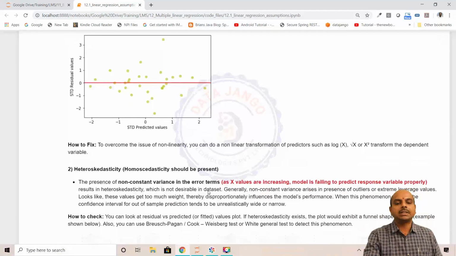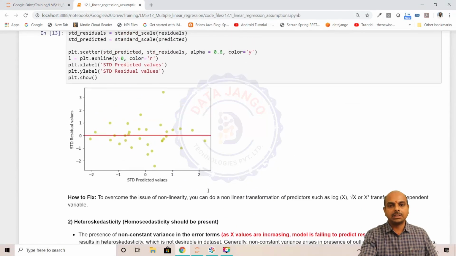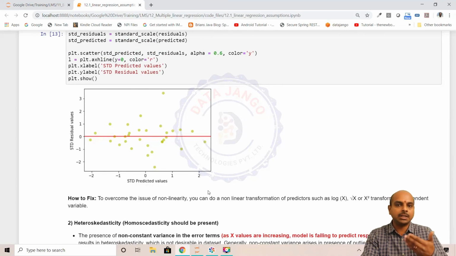So let us try to understand more about heteroscedasticity and other linear regression assumptions in another session.